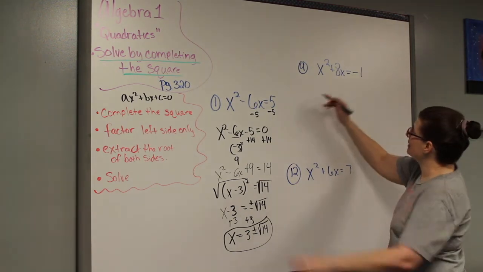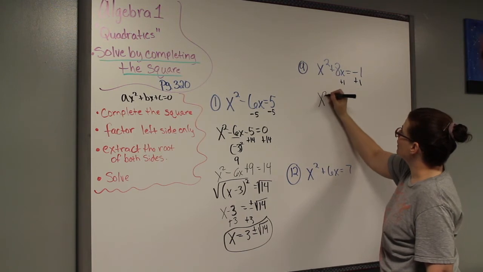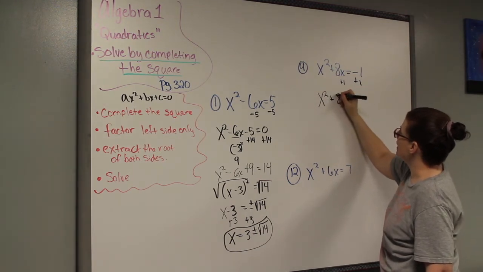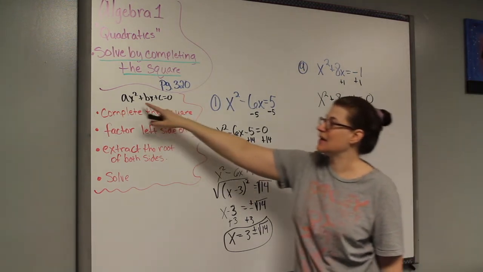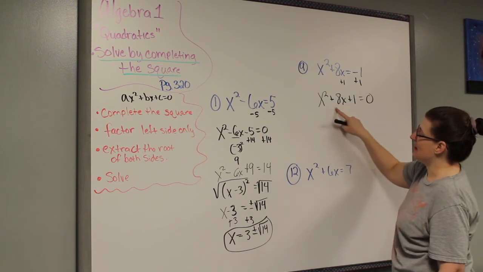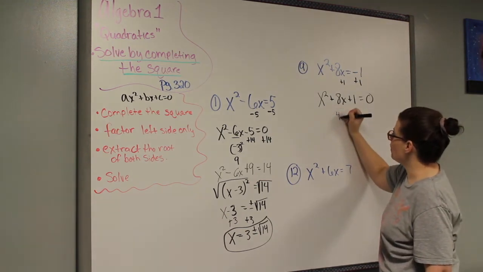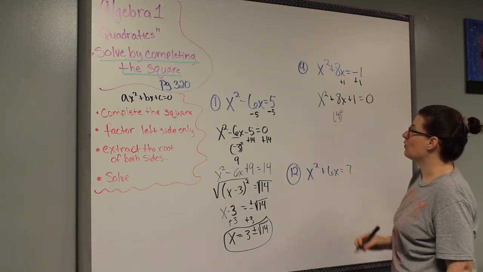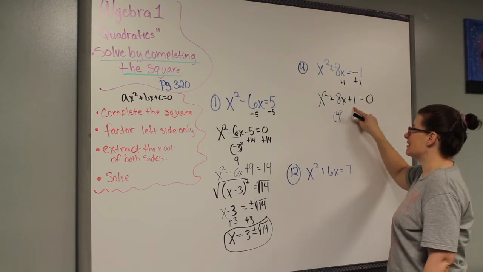Remember, everything needs to go over, so I need to add 1. So I get x squared plus 8x plus 1 equals 0. Now that it's in ax squared plus bx plus c form, I need to complete the square. Half of positive 8 is 4, and 4 squared is what? It's 16, right? So this number needs to be 16.